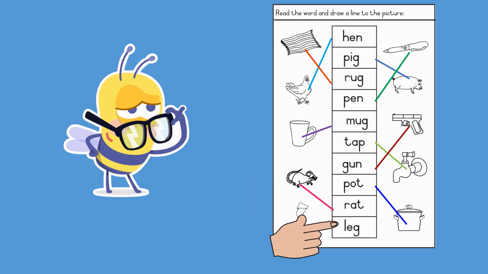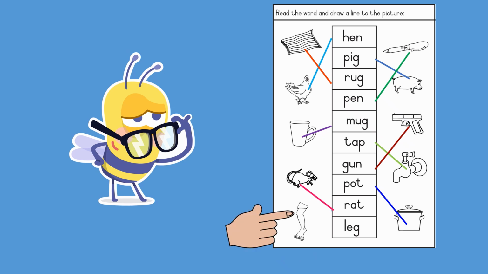Let's go to the last word. What is this word? Yes, it says leg. And here is a picture of a leg. Did you draw a line from the word leg to the picture?